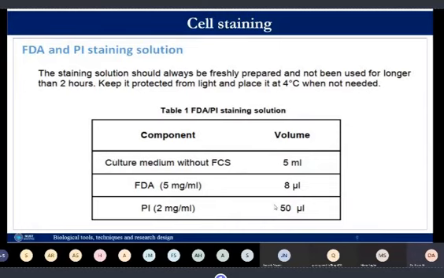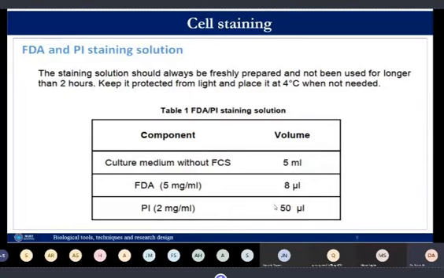However, whenever we want to stain our sample, we need to prepare this FDA and PI fresh, and we should store it at 4 Celsius. And this is light sensitive. We must protect it from light, and we should not leave it at room temperature for a long time. And of course, we cannot use it again and again.